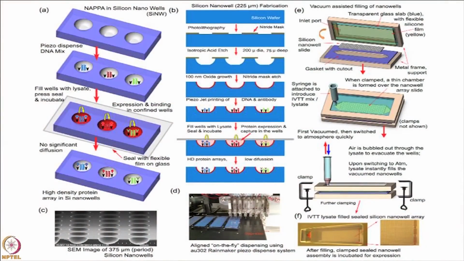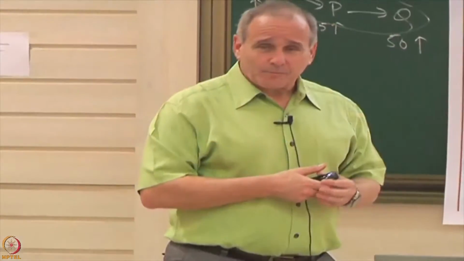So you end up printing the DNA in the well. Then once you do that, you add cell-free lysate across the entire surface of the array. And that liquid is intended to get into the wells. And then you cover it with a cover slip. And you can see that cover slip right there. That also turns out to be non-trivial.